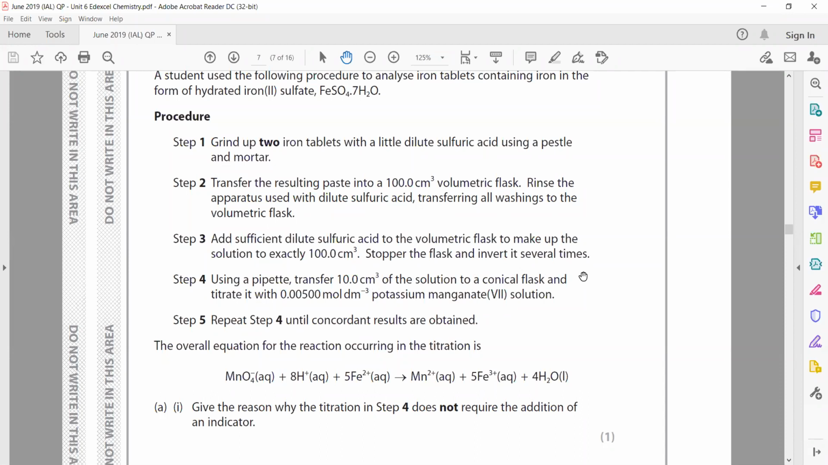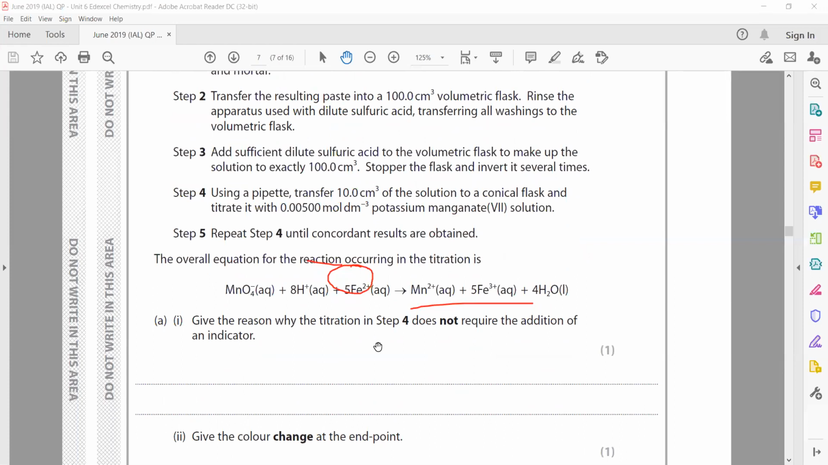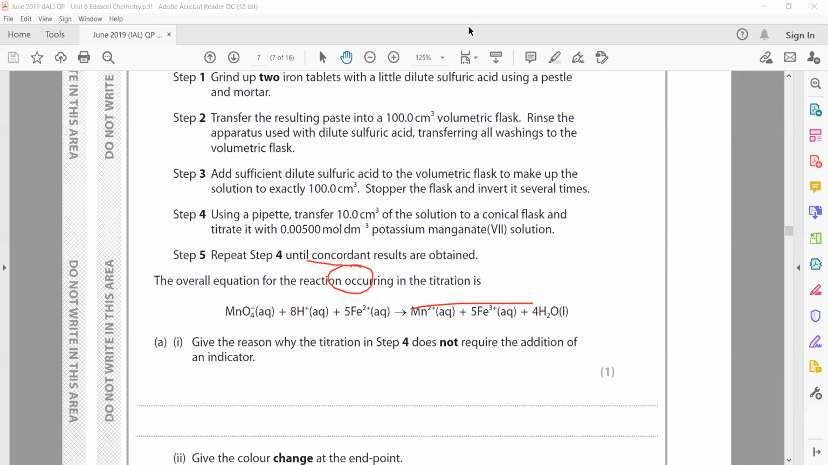We make a solution of 100 cm³, but for titration we only took out 10 cm³ using a pipette. And then we titrated with acidified potassium dichromate. It's already acidified, acid is there, and the oxidizing agent is added. So this is the reaction as shown. Give a reason why the titration in step 4 does not require the addition of an indicator.